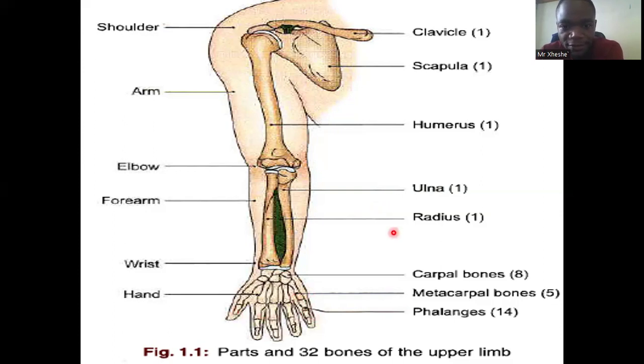This is a pollex, right? So this is an upper arm. Now remember that there are 2 of them. There's a left and right upper limb. So this is a right upper limb. This is what we're going to focus on.